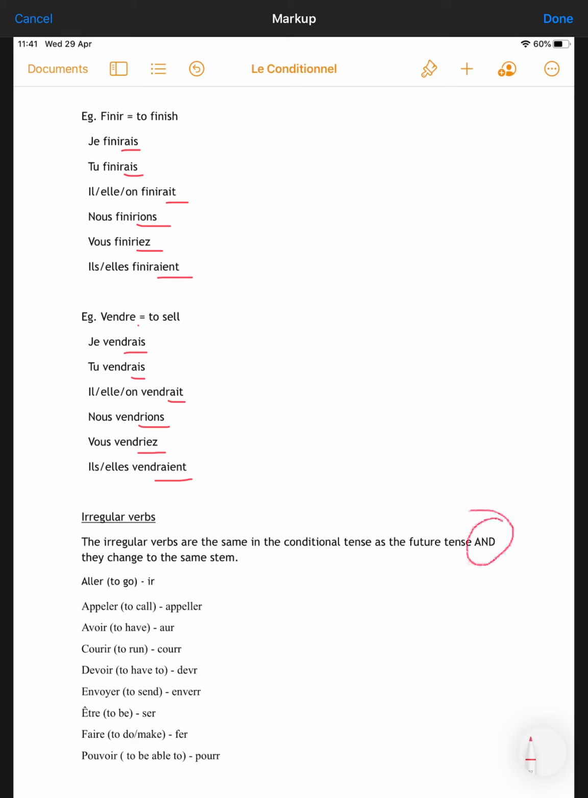So for example, with the irregulars, aller is the verb to go. You cannot leave that in the infinitive. You need to change it to a new stem, which in this case is IR, and onto this would go the ending you need. Appeler is the verb to call. So again, it's very slight, just the double L. Avoir is the verb to have, and it'll change to aur, and onto aur would go whichever ending you're using. Courir needs to change to courr before applying an ending. Devoir to devr, envoyer, enverr, être, ser, faire, fer, pouvoir, pourr.